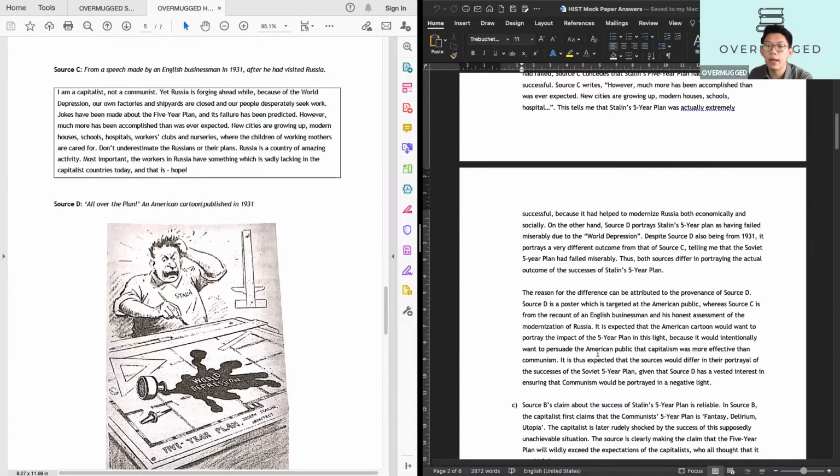Someone also asked, can I write Russia instead of USSR? Yes, you can write Russia instead of USSR because specifically in this source here, it already stated that he was visiting Russia. Okay.